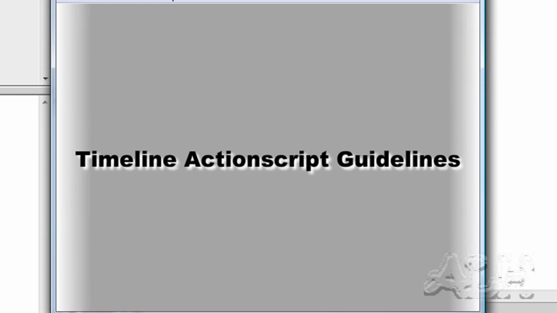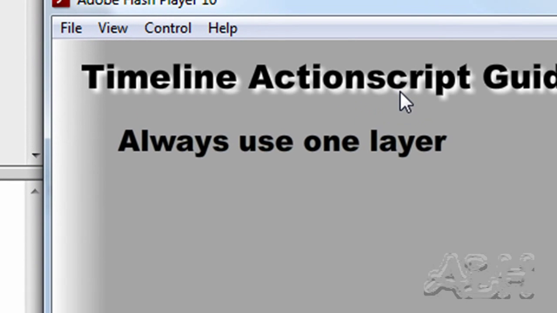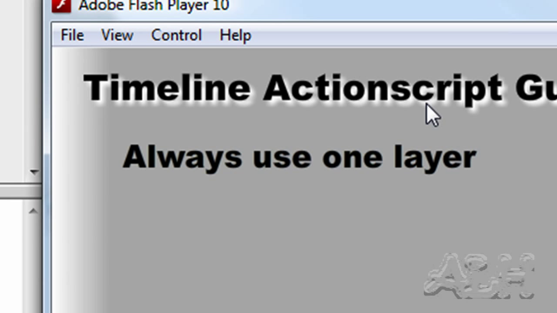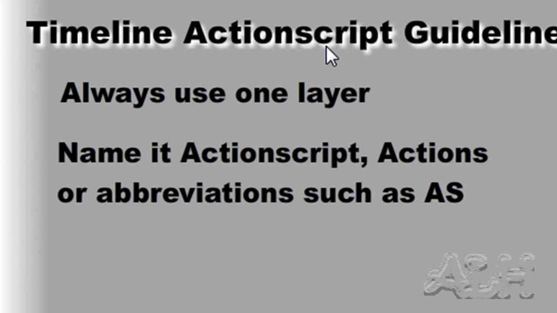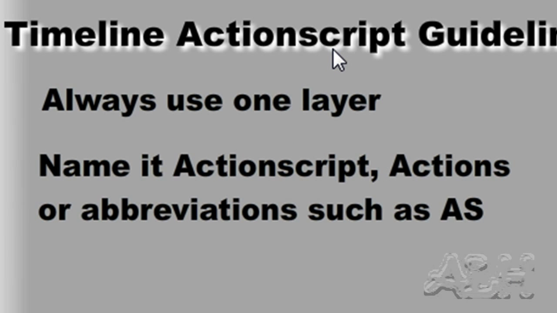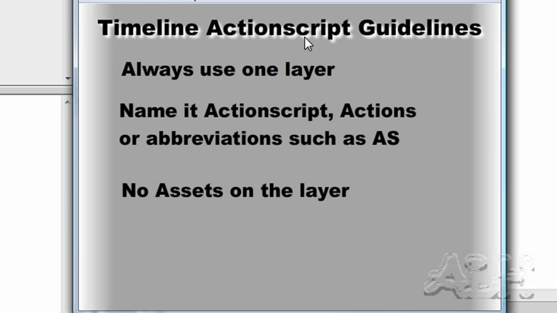To get off on the right foot, let's look at some basic rules we have for setting up ActionScripts on our timeline. The first one is to always use one layer in any timeline, because we'll be able to put ActionScripts inside of our movie clips. You should just try to stick to one layer for your ActionScripts. It makes it easier to find them and avoids duplications. Give it a name that we know it's ActionScripts: ActionScript, or actions, or some abbreviation such as AS. Put no assets on the layer.